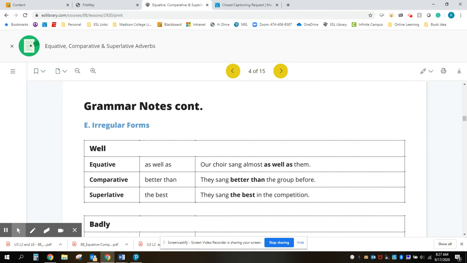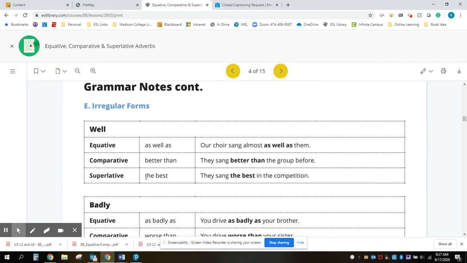Of course, you know in English there are always irregulars, and so here's a quick look at some of the irregular forms. The adverb well: as well as. So our choir sang as well as them. Comparative, they sang better than us, or they sang the best in the competition.